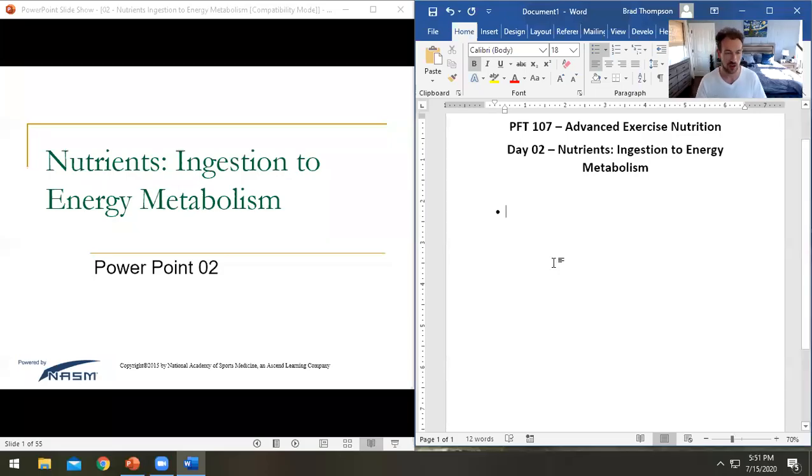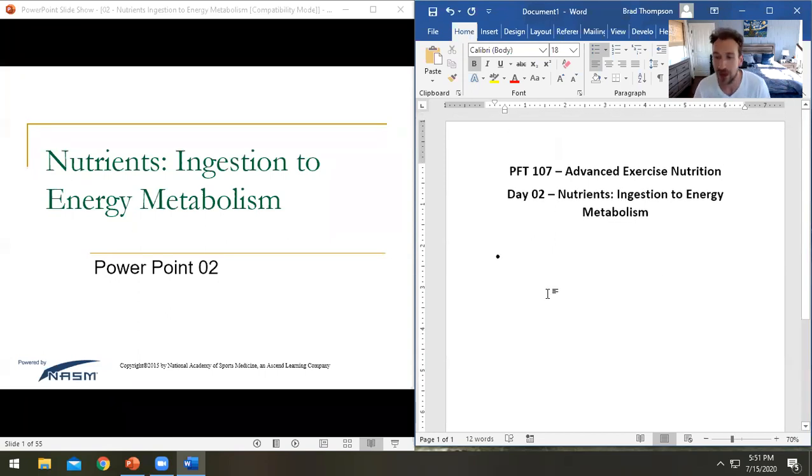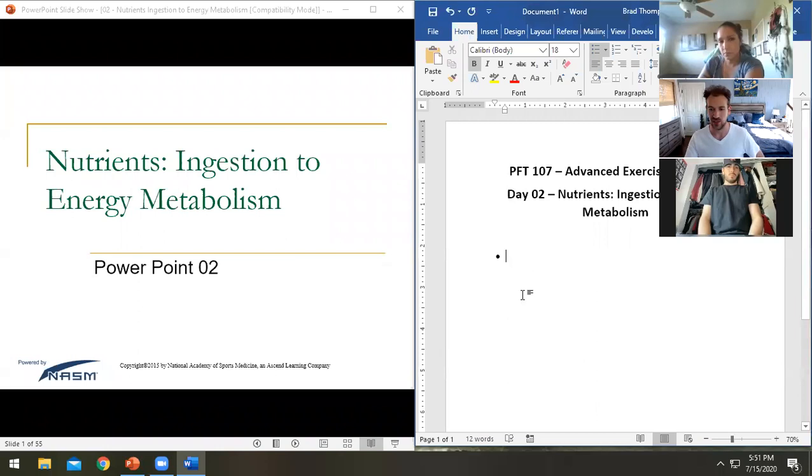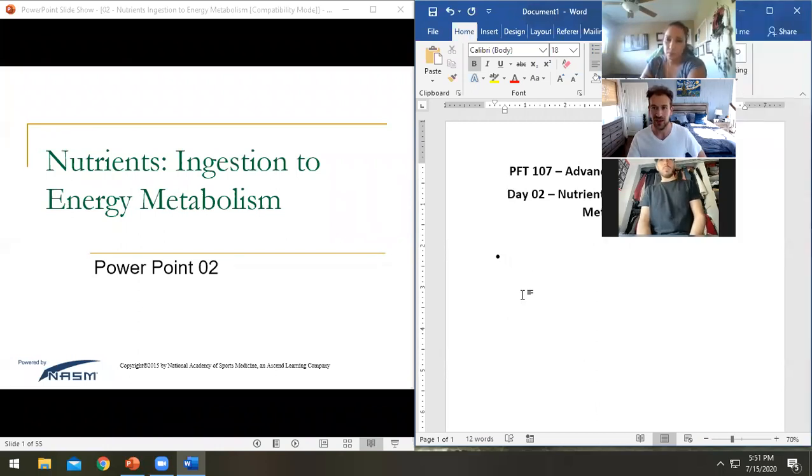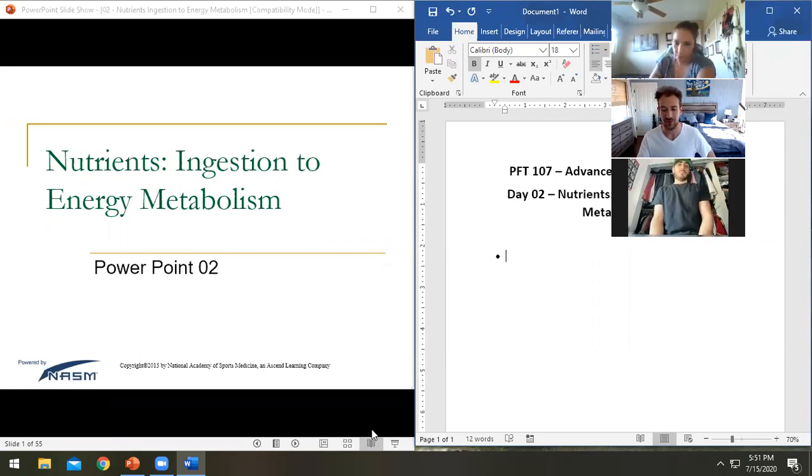All right, so we are looking at nutrients ingestion to energy metabolism. The purpose of tonight's lecture is to track all of our macronutrients and all of our micronutrients. We're tracking basically everything from when we get it into our body to where it starts actually producing energy, producing metabolism.